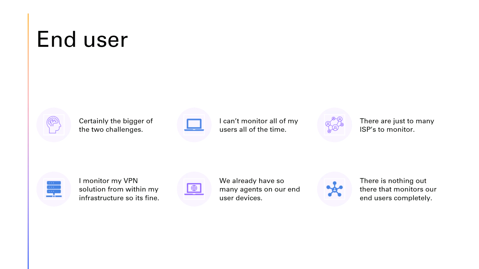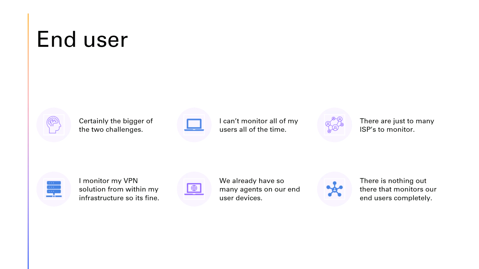I monitor my VPN solution from within my infrastructure, so it's fine. It's not fine. Even if that solution is a cloud-based solution such as Zscaler, what you have to remember is you're only seeing it from wherever you're monitoring it from. You're not seeing it from where your end users are. And if it's on your own infrastructure, then quite clearly, all you know is that it's reachable from within your data center, not from anywhere else on the internet.